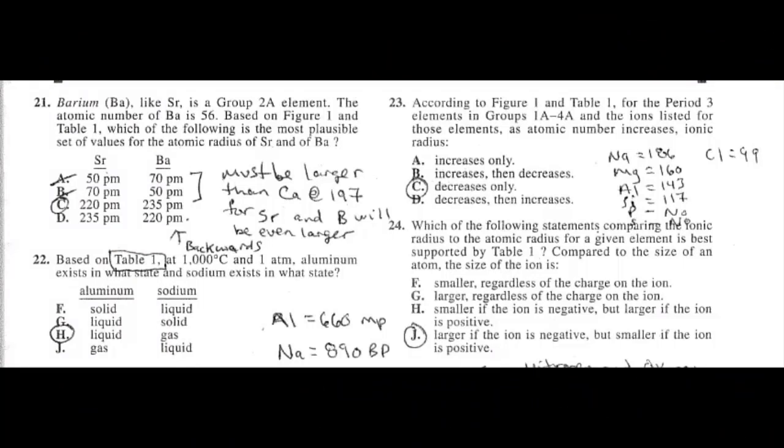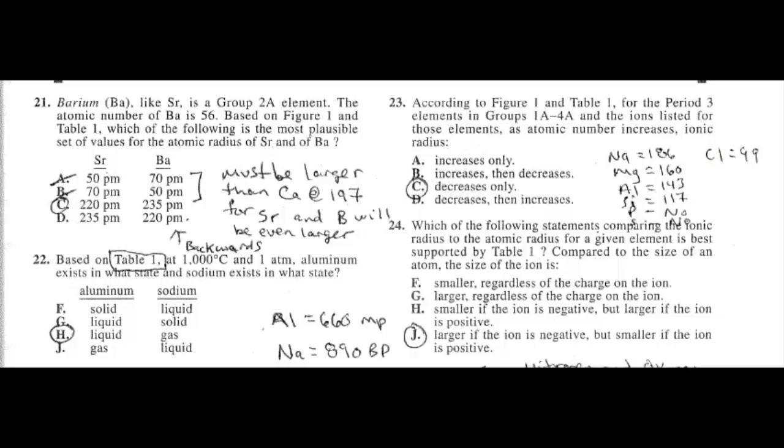Test 70A, Science, Practice Problem number 23. Number 23 states, according to Figure 1 and Table 1 for Period 3 elements groups 1A through 4A and their ions listed for those elements, as the atomic number increases, the ionic radius does what? First thing we need to do is combine results from both Figure 1 and Table 1.